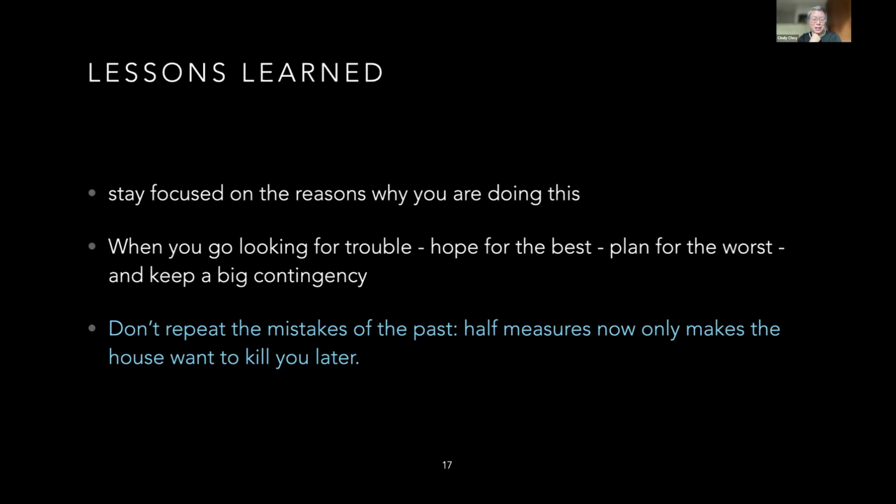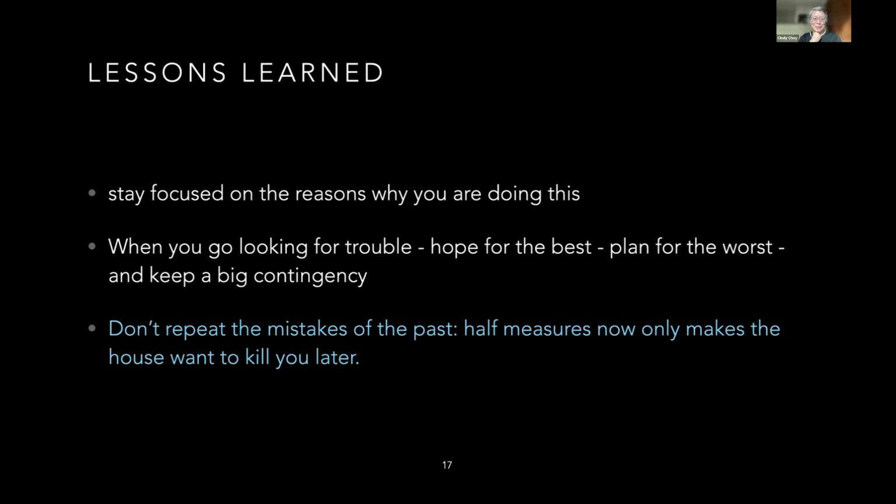And also to understand that when you go looking for trouble, which is kind of what we knew we were getting into when we bought this house, you hope for the best and plan for the worst. And so we're still going through with a good contractor in Roost, keeping our calm because we planned for the worst and have planned for a big contingency.